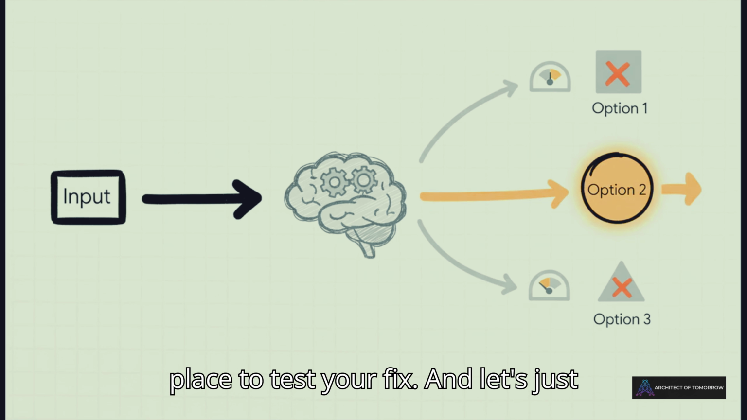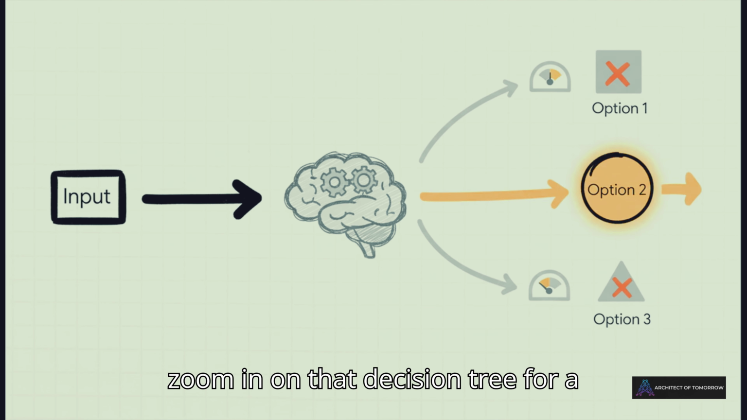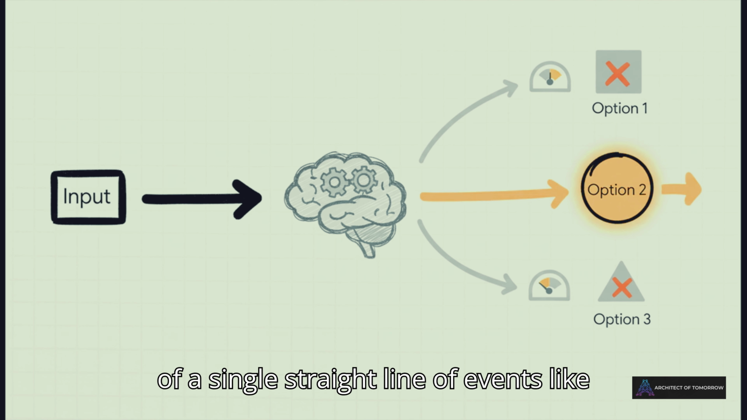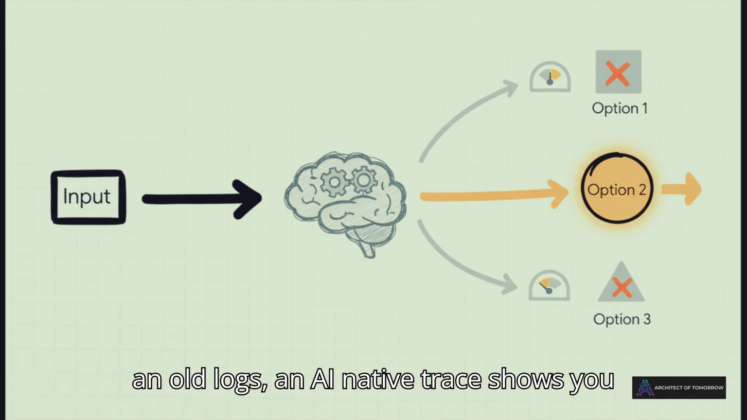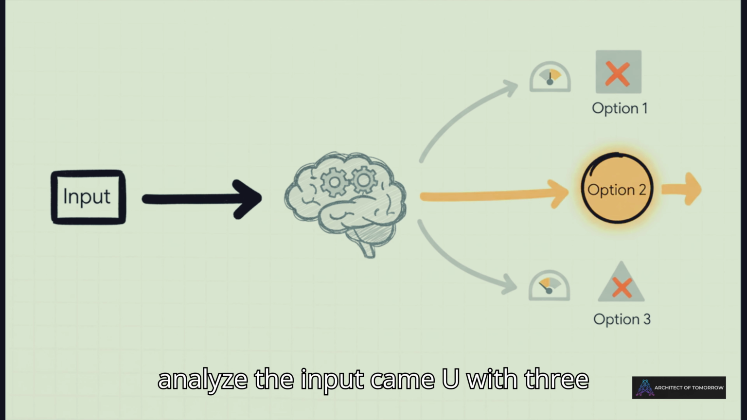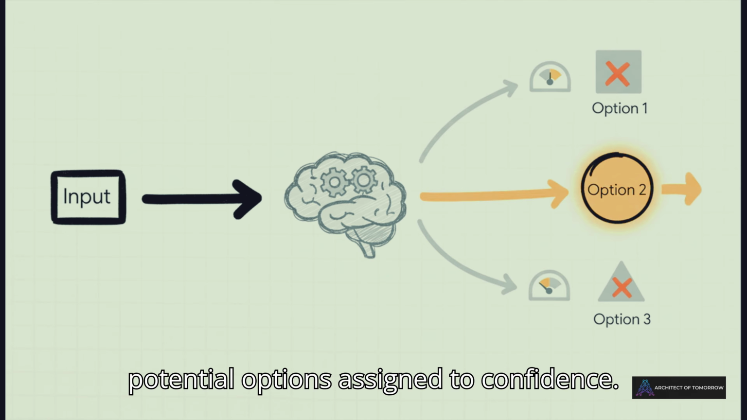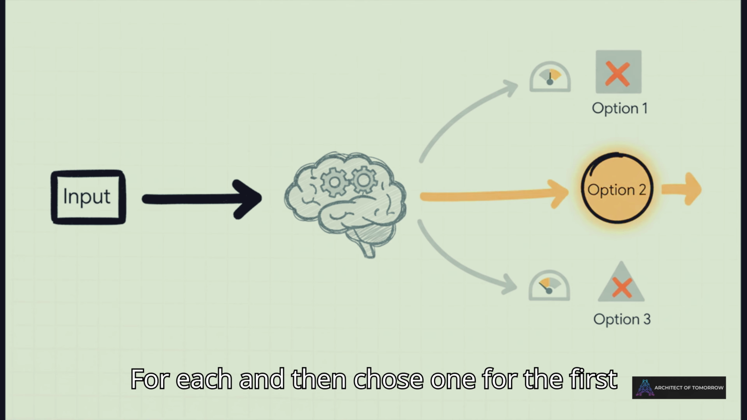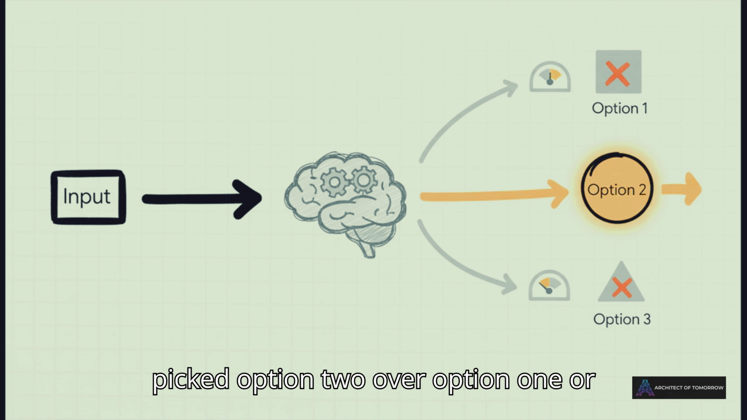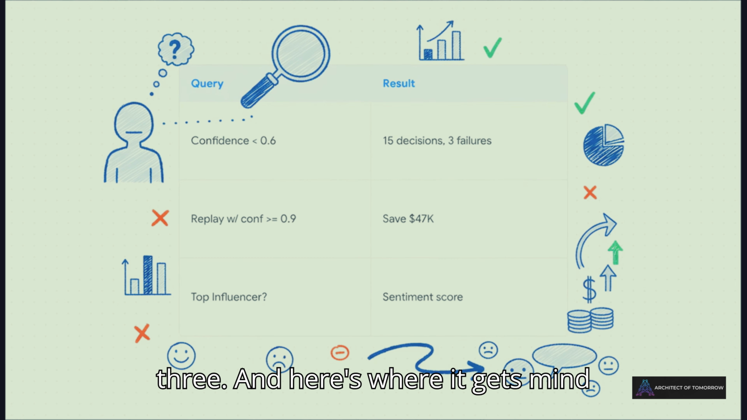And let's just zoom in on that decision tree for a second, because it's so powerful. Instead of a single straight line of events like in old logs, an AI native trace shows you the branches. You can see the agent analyze the input, come up with 3 potential options, assign a confidence score to each, and then choose one. For the first time, you can really understand why it picked option 2 over option 1 or 3. And here's where it gets mind-blowing.